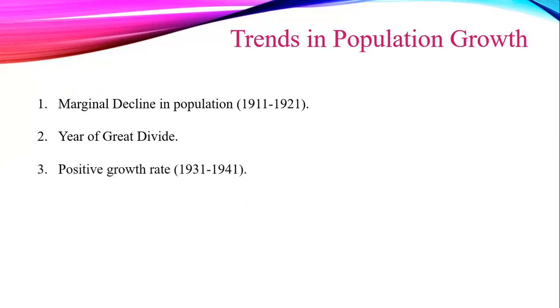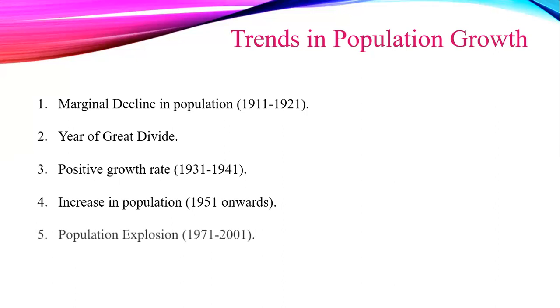Now, third trend, we can say positive growth rate, year 1931 to 1941. India recorded an annual growth rate of around 1 to 1.3 during this period. Fourth, increase in population from 1951 onwards. Between 1951 and 1971, population increased from 36.1 crores to 54.8 crores. This shows that after independence, there was a tremendous rise in population. Now, next trend, population explosion, 1971 to 2001. During this period, India experienced a population explosion because during these 3 decades, the annual population growth rate was more than 2%.